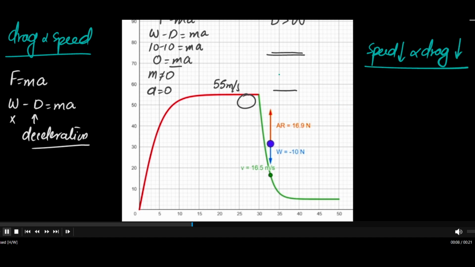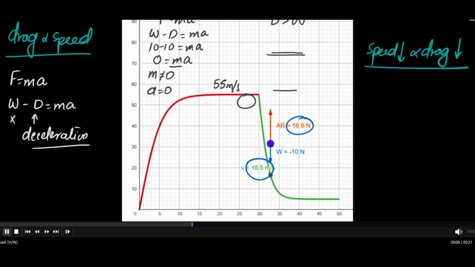Now notice, at this stage, drag was very high. It was approximately 20-25 newtons at this point. But what has happened to the drag now? It is decreasing as well, because your speed is decreasing as well. So gradually both things reduce like a chain reaction.